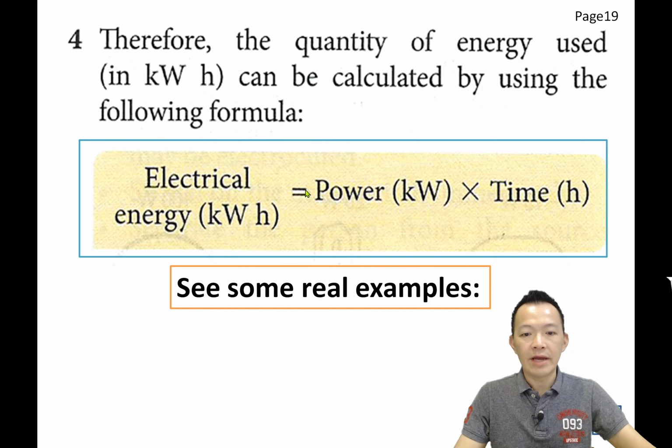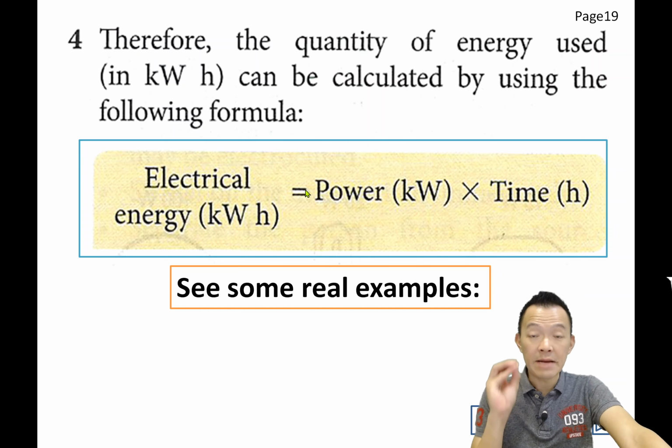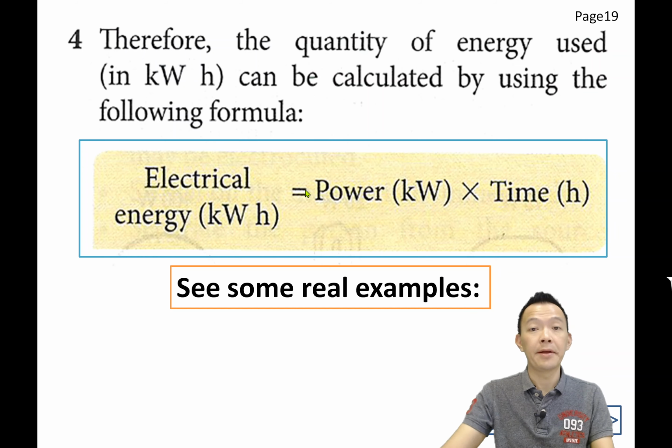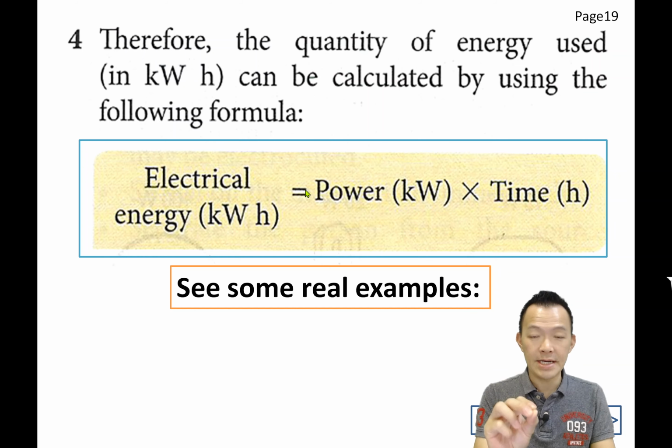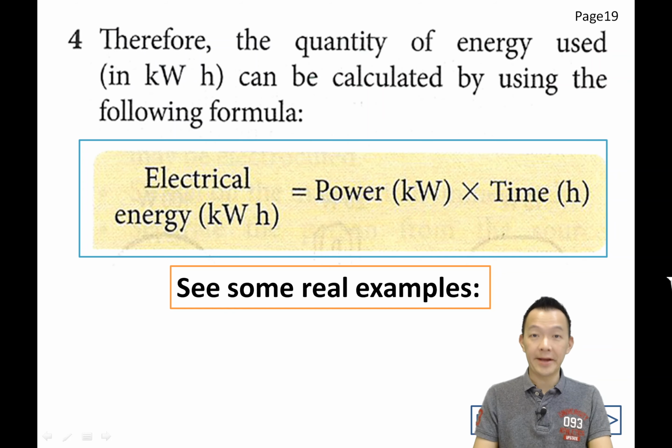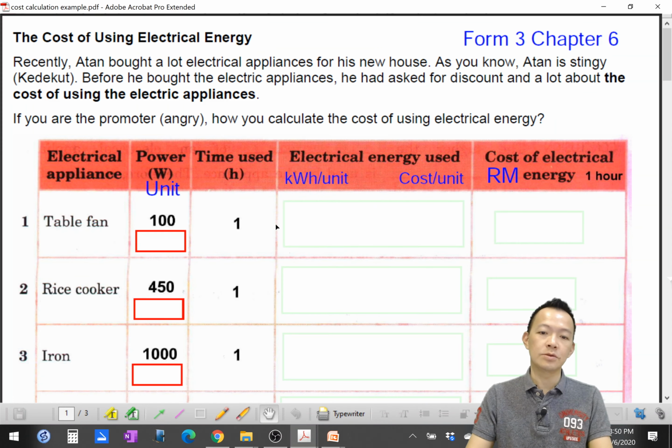Okay, so now you have the basics. We go to some real example. So turn to page number 17, 转去第十七面, page 17. Okay, we go to some real example, 真正的 example. Okay, in our life, 用在日常生活上.